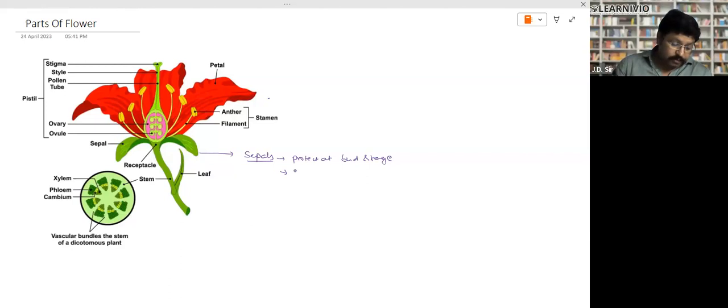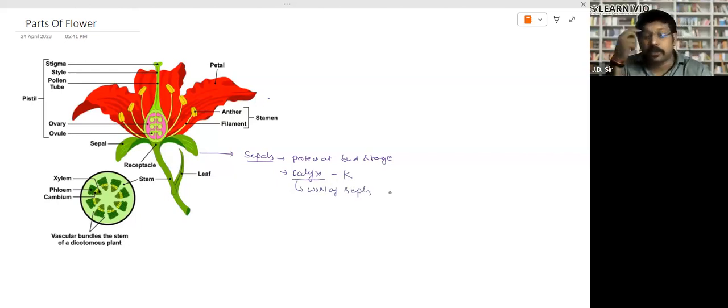So the whorl of sepals is called the calyx, right? What is the calyx? Calyx is represented by the letter K. Calyx is the whorl of sepals, which means all the sepals collectively are known as the calyx, and we represent it by the letter K. That is called calyx.